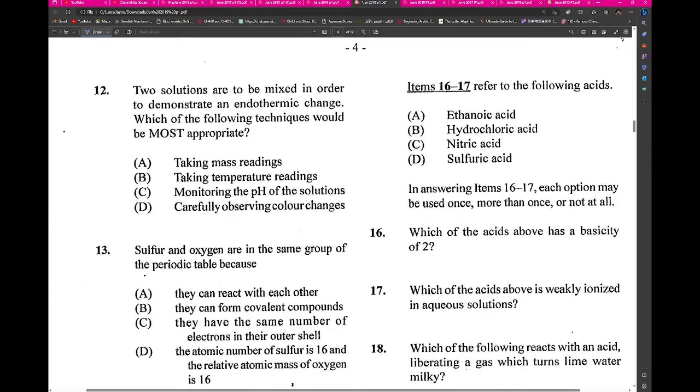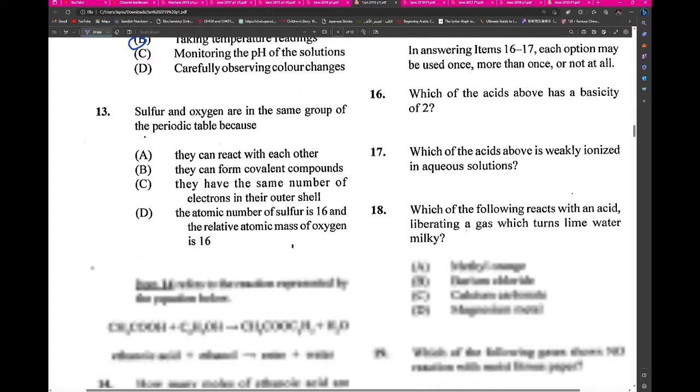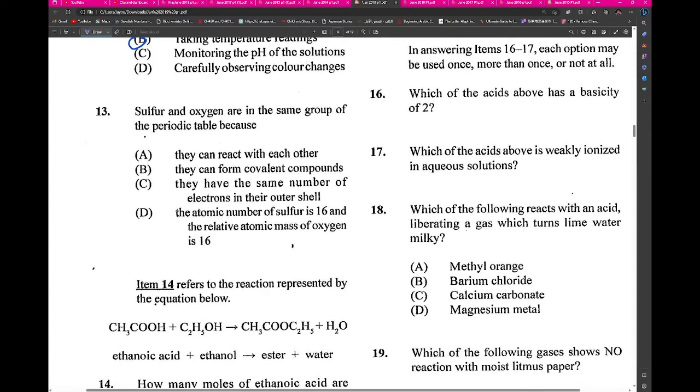2 solutions are to be mixed in order to demonstrate an endothermic change. Which of the following techniques would be most appropriate? Remember that endothermic changes tend to be cold, so taking the temperature, calorimetry. Sulfur and oxygen are in the same group of the periodic table because they have the same number of electrons on the outer shell.